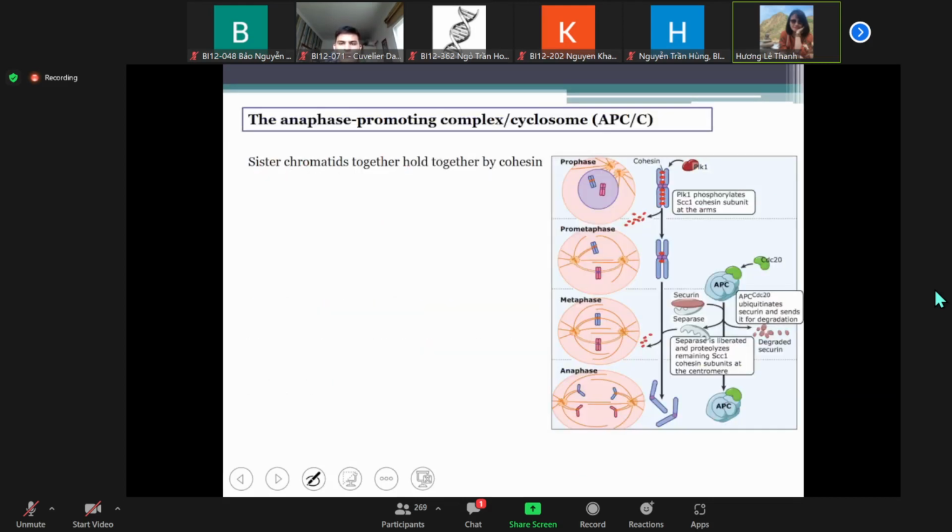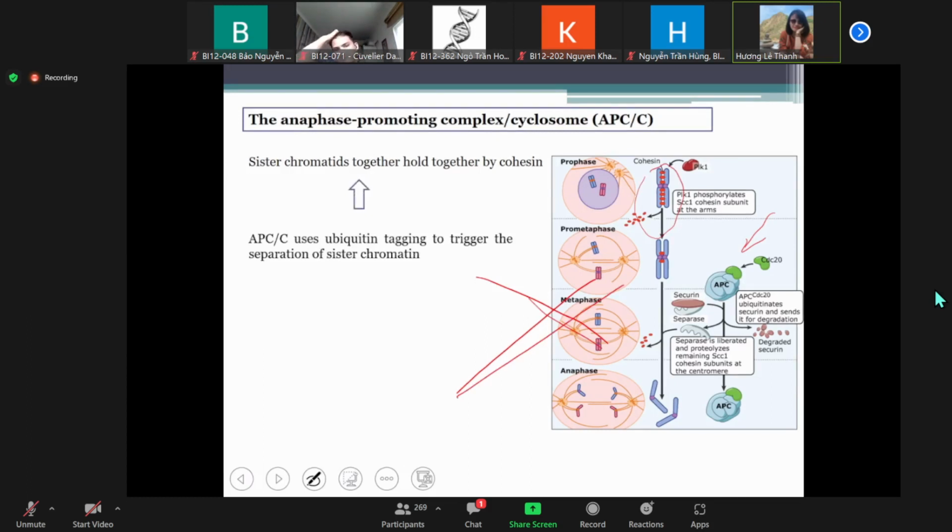For the next slides, I will skip this for this year. You don't need to study about this. It's only about the anaphase-promoting complex and the cyclosome, as when the enzyme acts here, the cohesions between the two sister chromatids will separate. So you don't need to study about this.